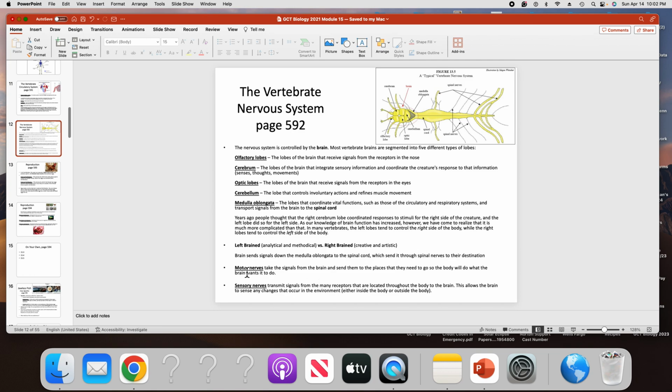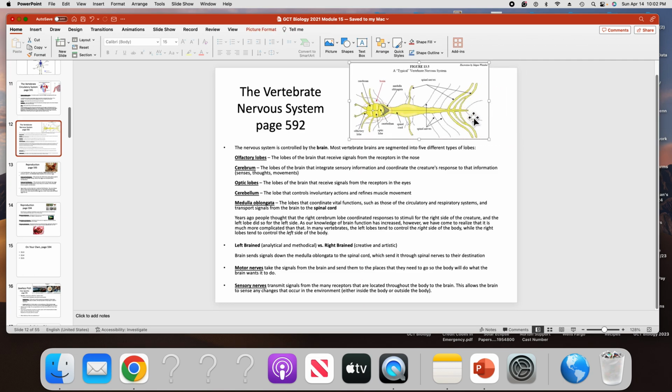So, just to review, the brain, we know, sends signals down the medulla oblongata to the spinal cord, which then sends those messages through the spinal nerves and to their destination throughout the body. And then to break it down into two parts, we have here motor nerves take the signal from the brain and send it out to various parts of the body. So that's going from the brain out into the body. Whereas sensory nerves, mentioned here, take transmissions from receptors that are throughout the body and send them back to the brain. It allows the brain to sense any changes in its environment and then develop a response.